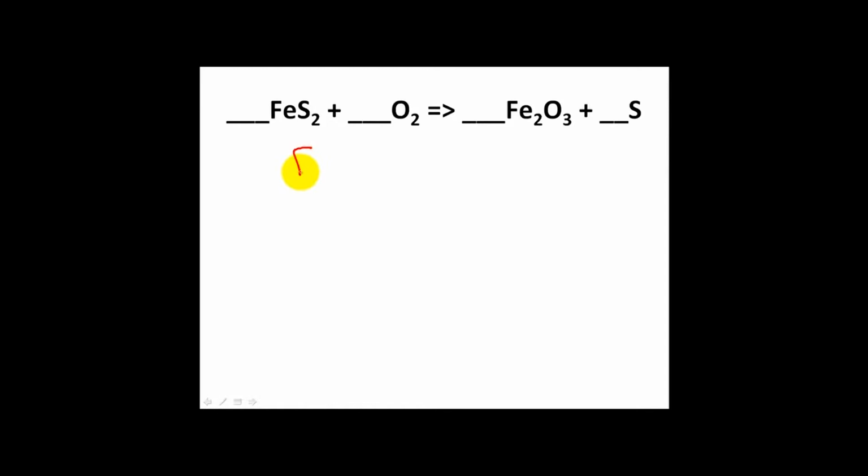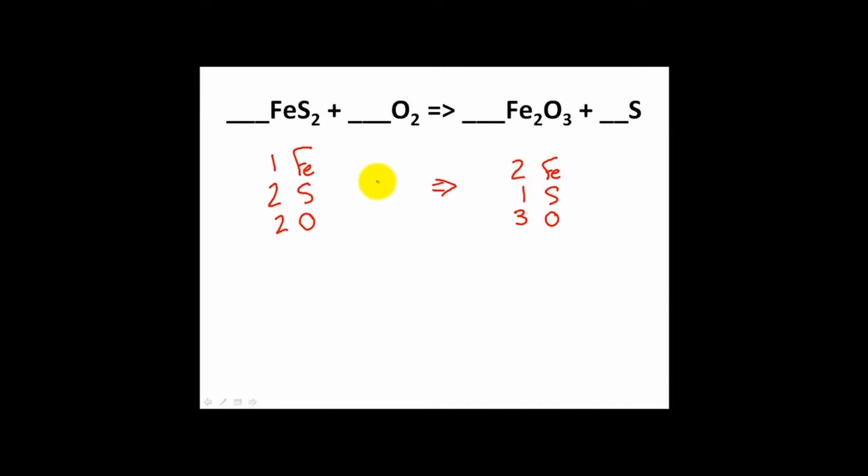Let's take a little inventory of what's going on here. We have iron, we have sulfur, and we have oxygen. I have 1 iron atom. I have 2 sulfur atoms. That comes from this right here. And I have 2 oxygen atoms. All right. On the product side, I have iron, sulfur, and oxygen as well. I have 2 irons. I have 3 oxygens and 1 sulfur. I just got those from the subscripts.